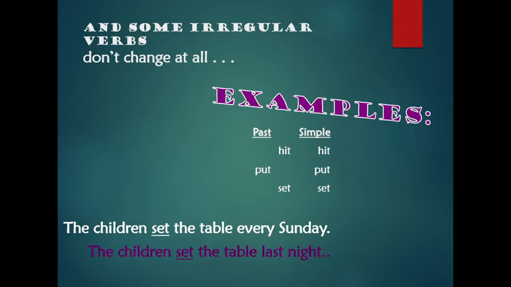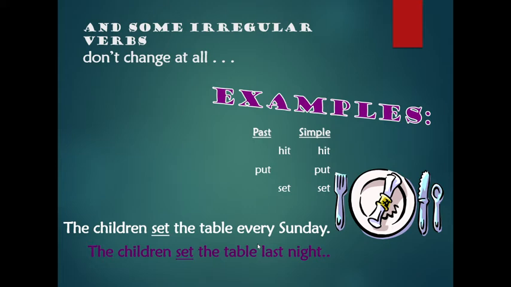When I say the children sit at the table every Sunday, when I say every Sunday, it's a present simple. So this is the first form of the verb sit. When I say the children sat at the table last night, it's past because of last. Very good. I wish you do the same.